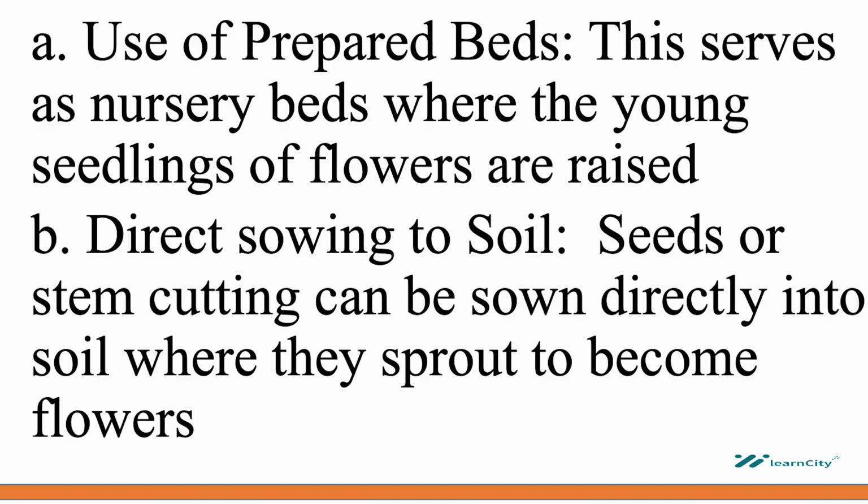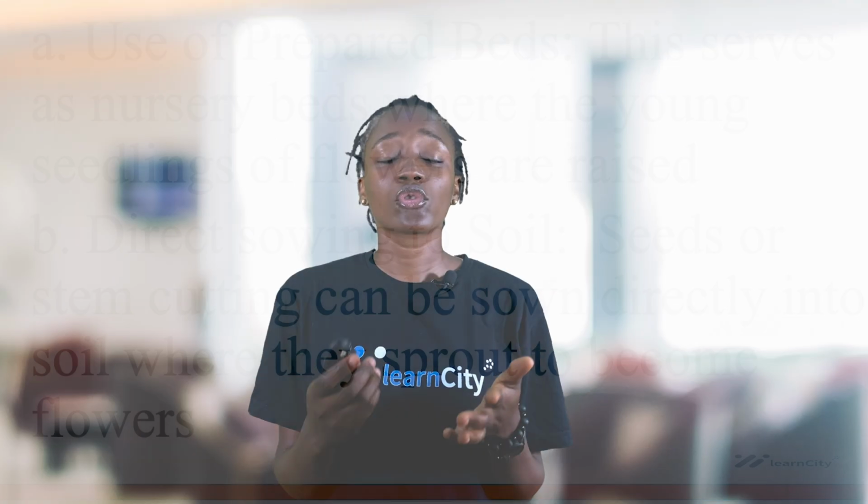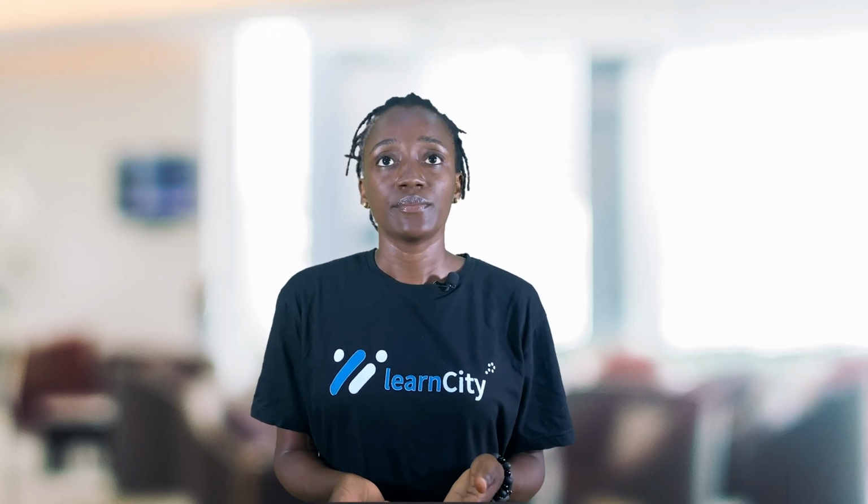When we make use of the bed, just like our nursery beds, where we plant our seedlings there, this is how we plant the flowers and trees too. We plant them in the nursery beds. Direct sowing to soil. Seed or stem cutting can be sown directly into the soil where they sprout to become flowers, and we can also plant them directly into the soil.